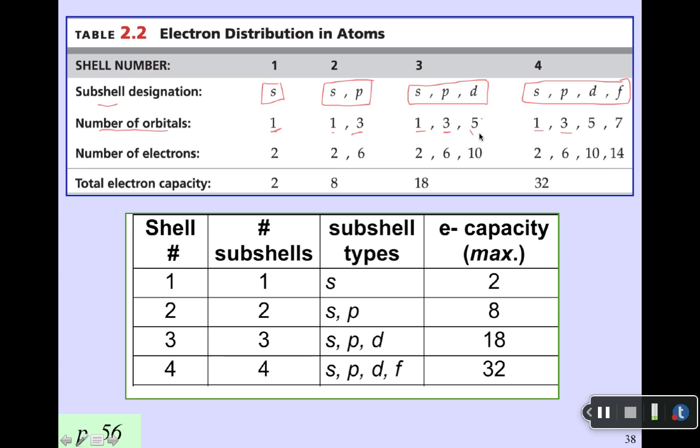And every time there's a d subshell, there will be 5 orbitals, whether it's in the third shell or the fourth shell. And that unique one for the fourth shell then becomes the f orbitals in the f subshell. Each of those numbers of electrons corresponds to 2 per orbital. Total electron capacity for each shell then depends on the number of subshells. If you add together the numbers of electrons from each of the orbitals for each shell, you get 2, 8, 18, and 32. Different representations of ways of seeing these things.